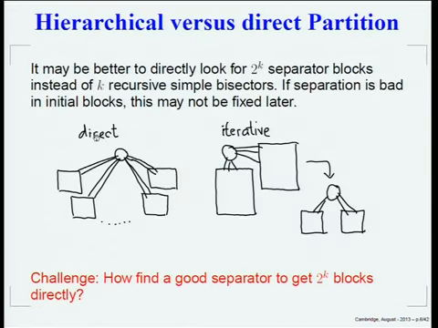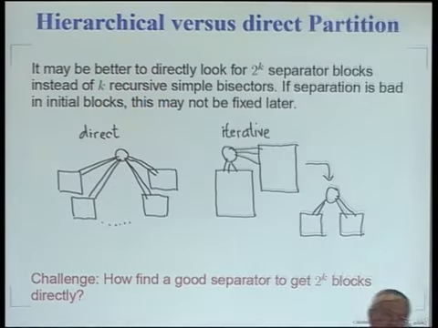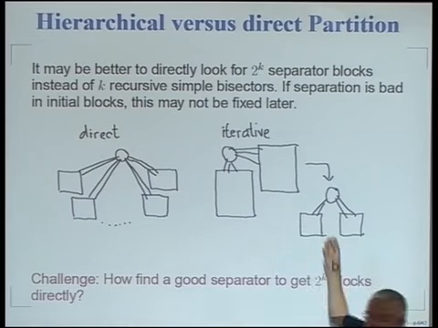Now, in computer science, you often do the following. You say, suppose I want to find 2 to the k blocks. You could go recursively. So you say, okay, the first step, I try to find a separator having 2 big blocks. Then I take each of the 2 blocks and separate them again, and keep going.